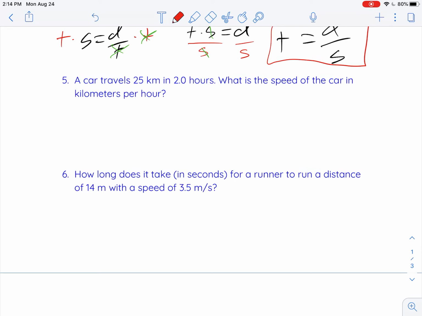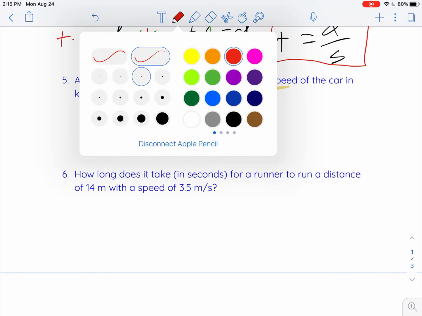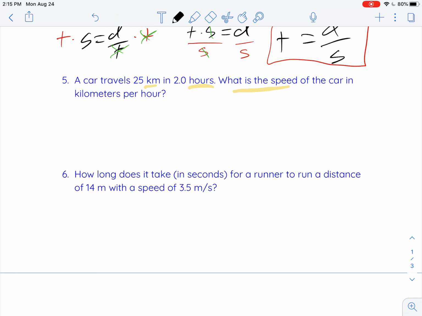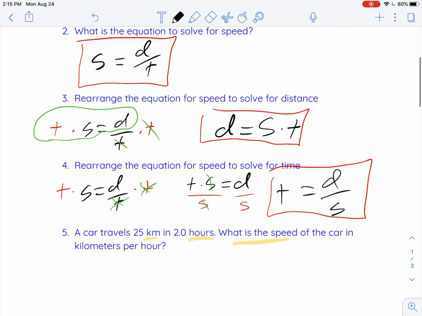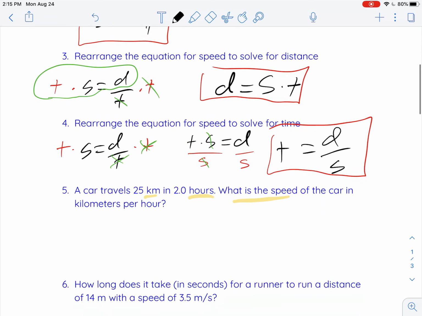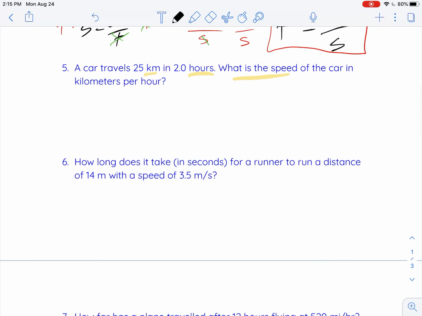So number 5, a car travels 25 kilometers in 2 hours. What is the speed of the car in kilometers per hour? Okay, so if you look here, I'm given kilometers, which is the unit of distance, hours, which is the unit of time, and I'm asked for the speed. Since I'm solving for the speed, that's my unknown. I'm going to scroll back up and use that first version of the equation, speed is distance over time.